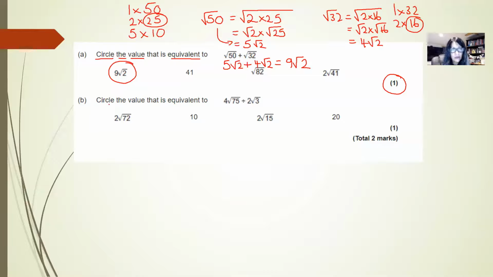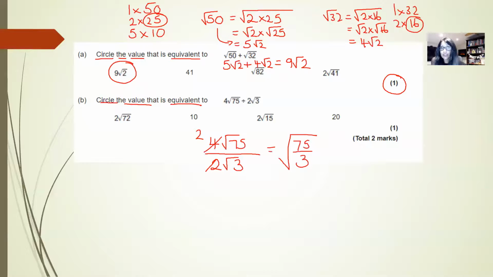And then part B, circle the value that's equivalent to 4 root 75 divided by 2 root 3. Well, 4 divided by 2 is 2, so that's done. I can leave that there. Okay, I can rewrite this as root 75 divided by 3. That's another surd law. 75 divided by 3 is root 25. Root 25 is 5. So I've actually got 2 times 5. 2 times 5 is 10. Go to my answers. There it is.